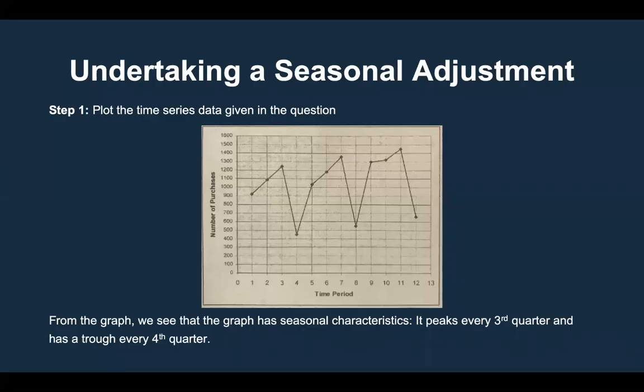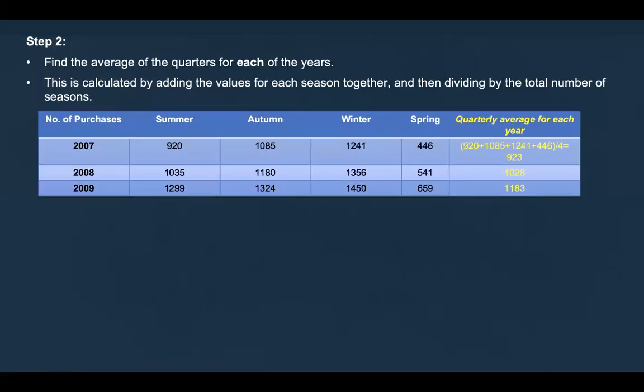So, undertaking a seasonal adjustment. The first step is to plot the time series data that's given to you in the question. Each of these points will be given to you and you have to plot them, or in some cases, they'll actually give you this entire graph. From this graph, we can see that there are seasonal characteristics. It peaks every third quarter, and then it has a trough every fourth quarter. So there's some sort of seasonal pattern going on here, and we need to undertake a seasonal adjustment.